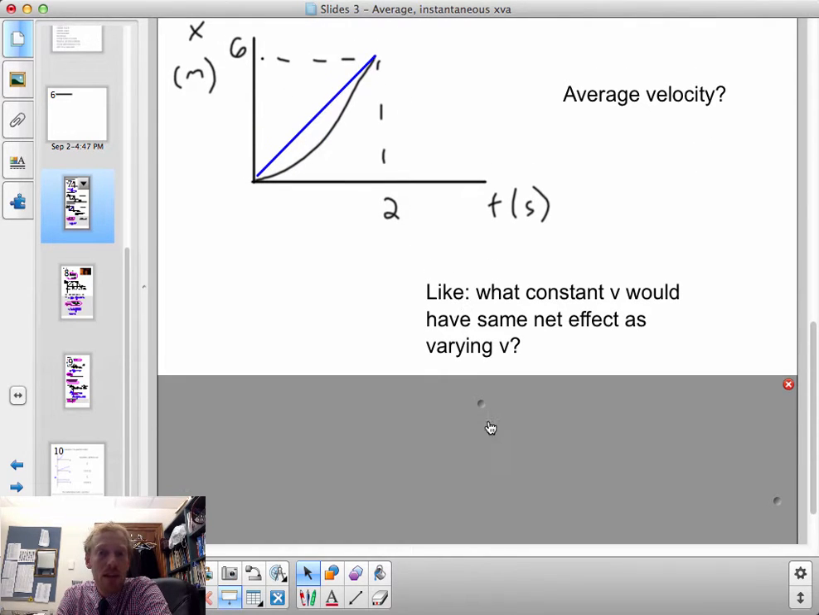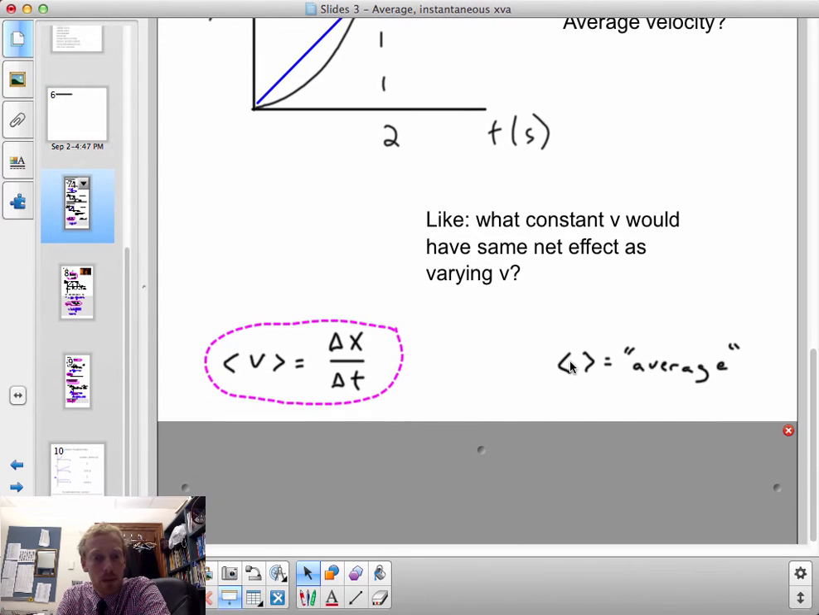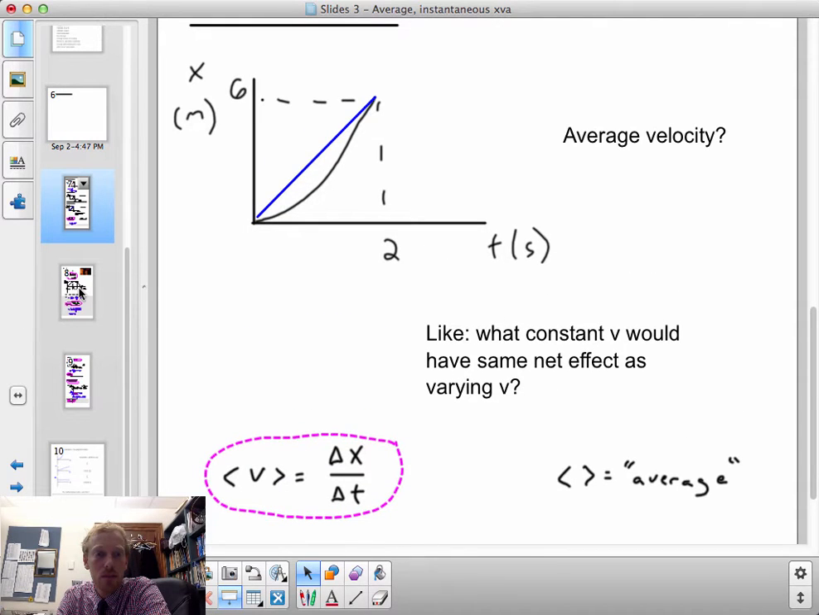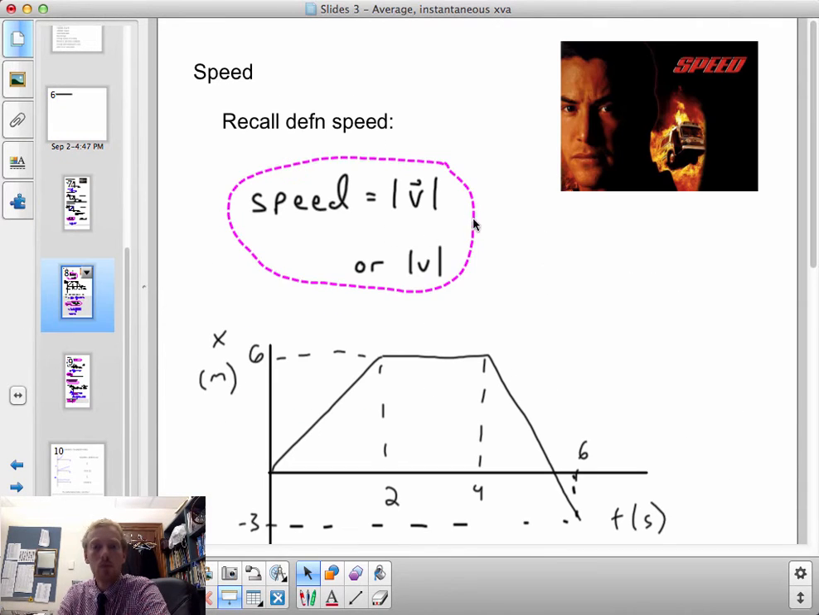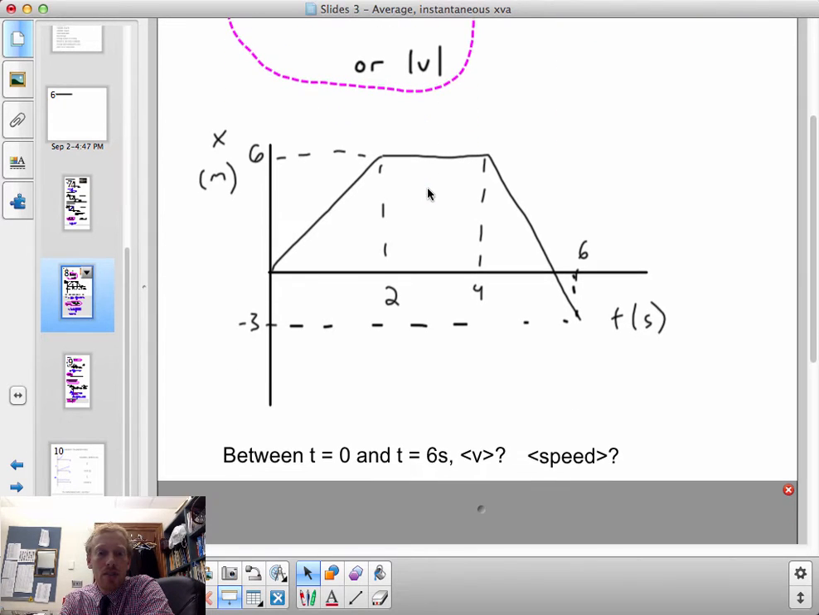In other words, the average velocity is the slope of that blue line. The average velocity is the displacement divided by the elapsed time, and those angle brackets mean average. This is average velocity, displacement divided by elapsed time. In this case, that's 3 meters per second. Recall we'd already talked about speed, and speed at any instant of an object is the absolute value of the object's velocity.